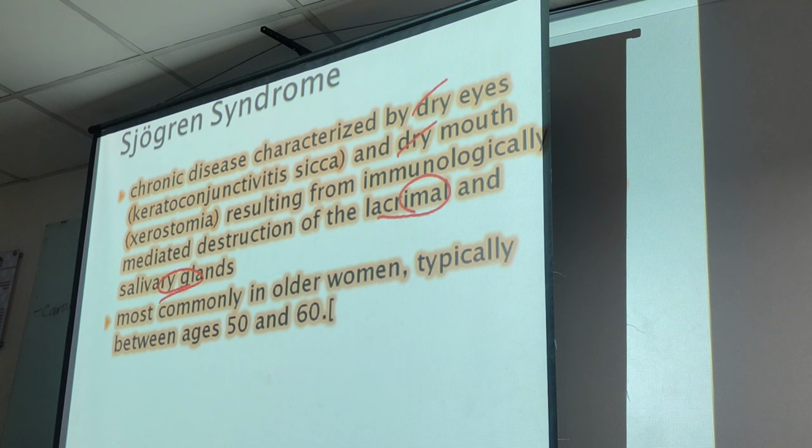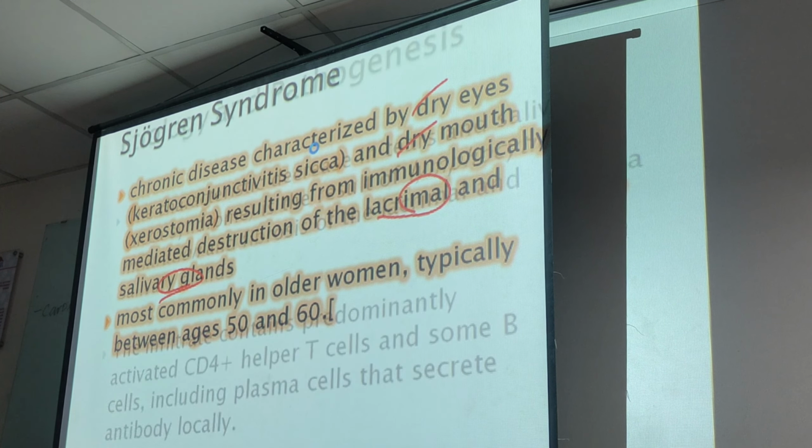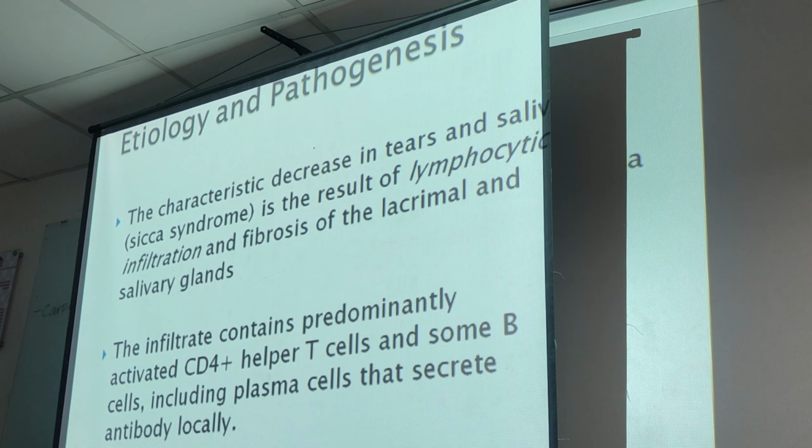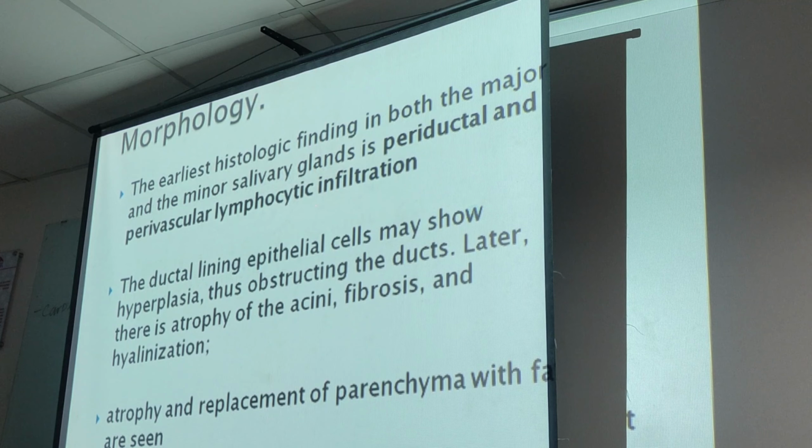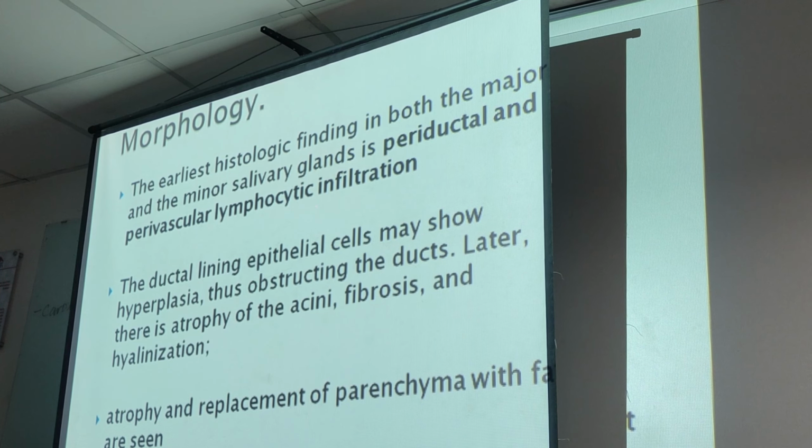Sjogren's syndrome is a chronic disease characterized by dry eyes and dry mouth, resulting from immunologically mediated destruction of the lacrimal and salivary glands, most commonly in older women, typically between 50 and 60 years of age. The pathology of Sjogren's is lymphocyte infiltration of the glands, predominantly CD4 type. They say that it can be triggered by infections. Again, the pathology here is inflammation of your major and minor salivary glands.